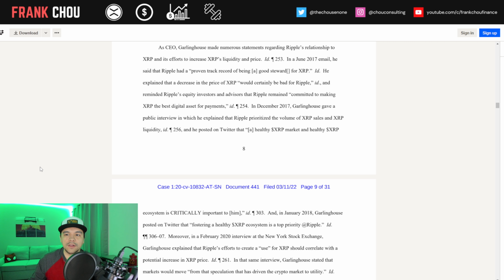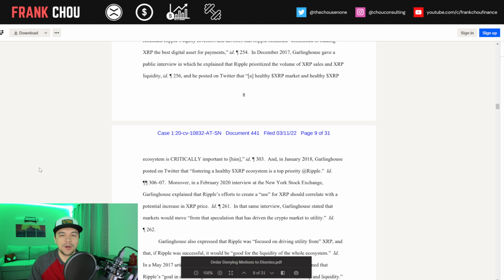As CEO, Garlinghouse has made numerous statements regarding Ripple's relationship to XRP and its efforts to increase XRP's liquidity and price. In a June 2017 email, he said that Ripple had a proven track record of being a good steward for XRP. He explained that a decrease in the price of XRP would certainly be bad for Ripple, and reminded Ripple's equity investors and advisors that Ripple remained committed to making XRP the best digital asset for payments.